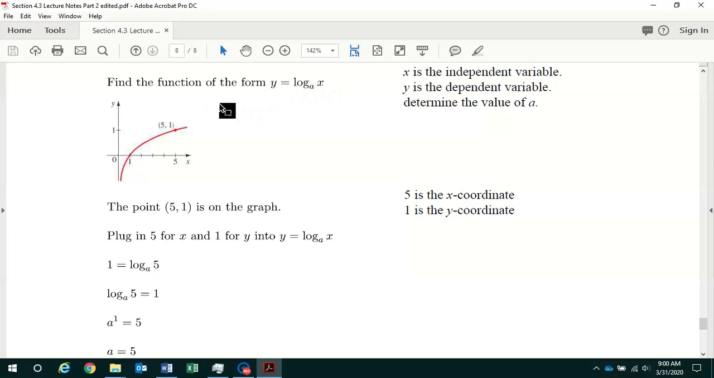x. Remember, this is an equation, and the equation is a relation between two variables. X is the input variable or independent variable. Y is the output or dependent variable. And a is the base of our logarithmic equation. And so we have to determine what the value of a is from the graph over here.